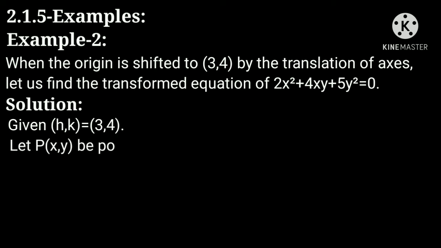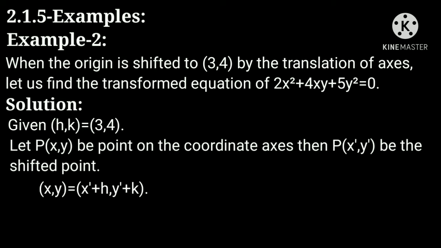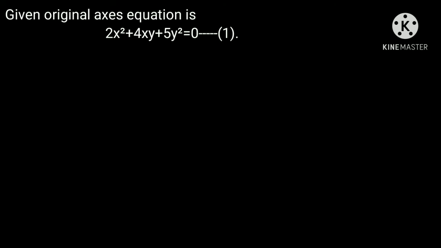Let P(x, y) be a point on the coordinate axes. Then P(x', y') be the shifted point. The given equation is the original axis equation. Then we will turn this equation into the transformed axis equation. Then (x, y) can be written as x = x' + h, y = y' + k. Here we substitute the h, k values. Then x = x' + 3, y = y' + 4. The given original axis equation is 2x² + 4xy + 5y² = 0.